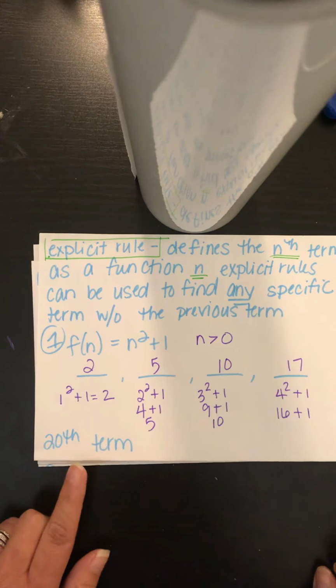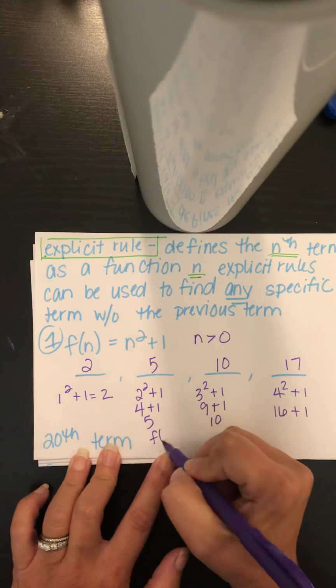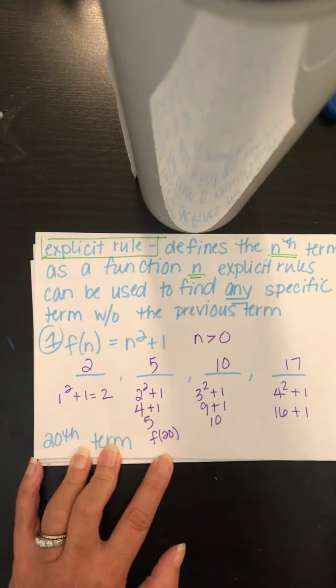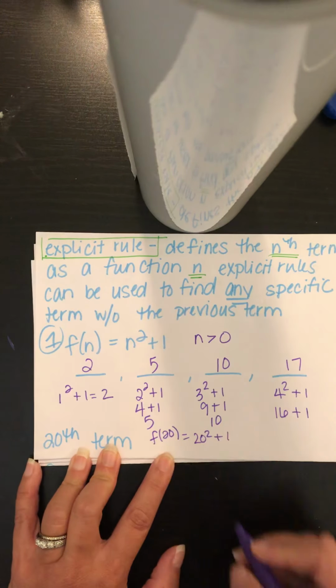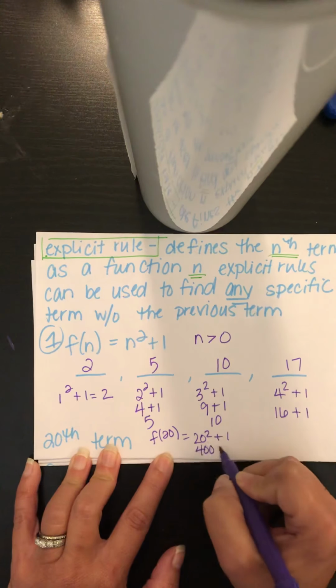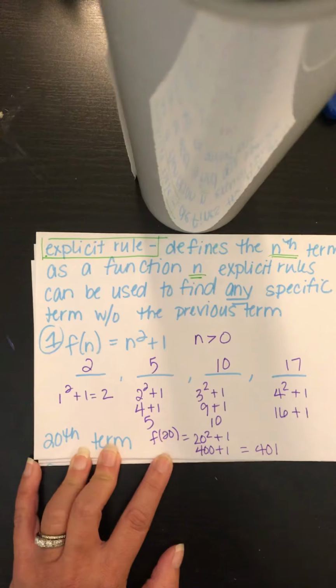Okay, so if I'm asked to find the 20th term, what am I plugging in? You're right, I'm plugging in 20. So 20 squared plus 1. 20 squared is 400. 400 plus 1 is 401.